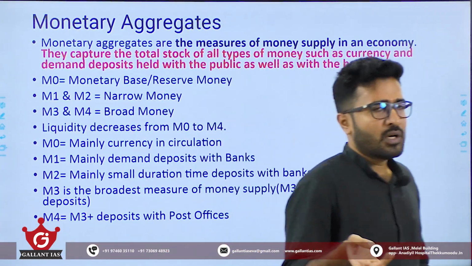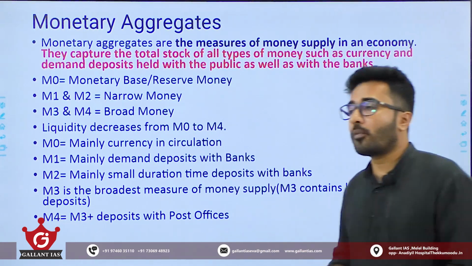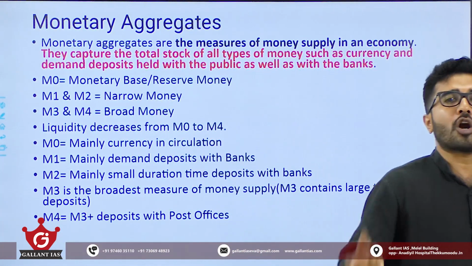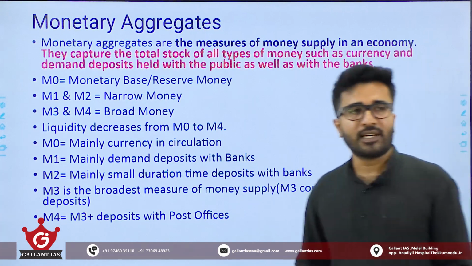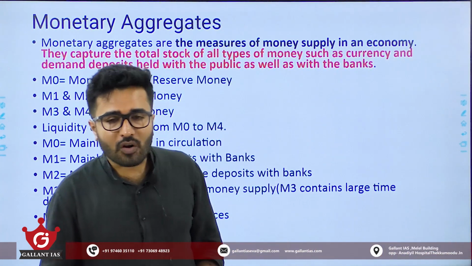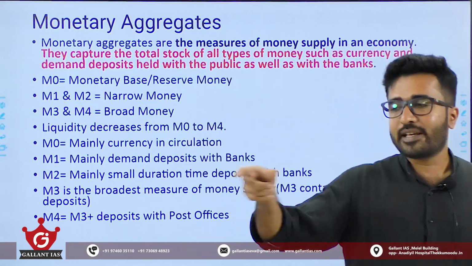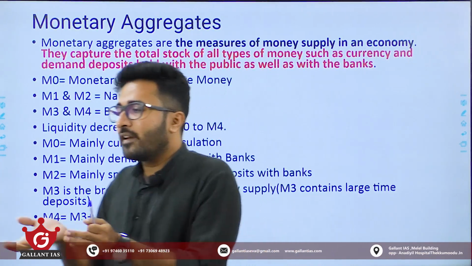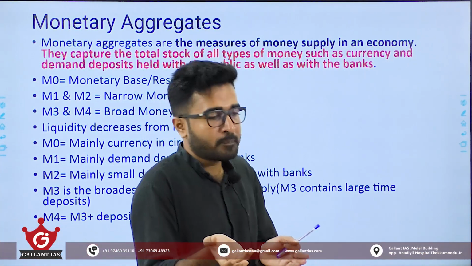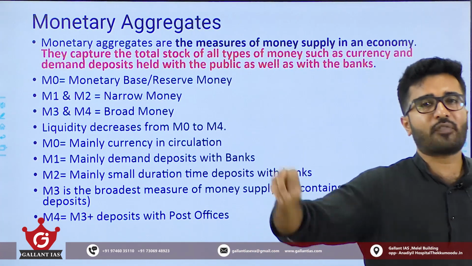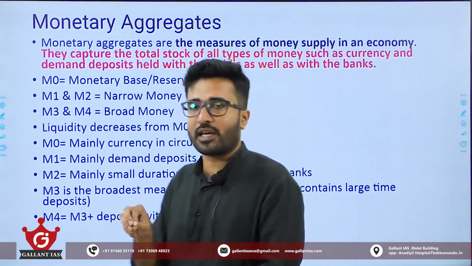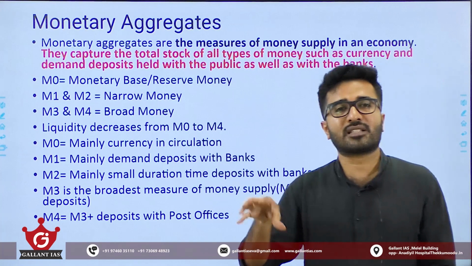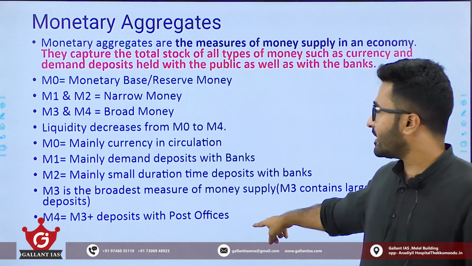No. So they may say M4, or monetary aggregate 4, includes all the components present in M3 plus all post office savings deposits. Is it true or false? It's false, because it's not all post office deposits; it excludes National Savings Certificates. NSCs are a kind of fixed deposit in post offices. You deposit your money for, say, 5 years; a normal NSC is for 5 years. That comes under the National Savings Certificate scheme, or NSC, but it is not included in M4.